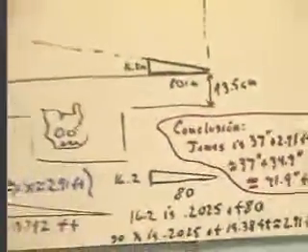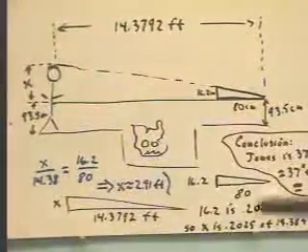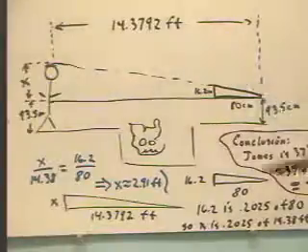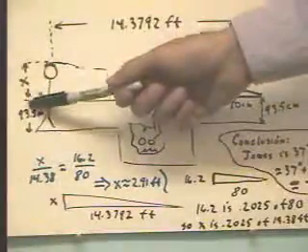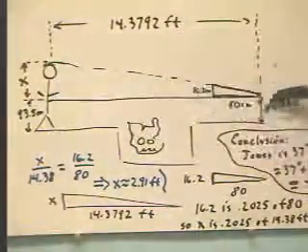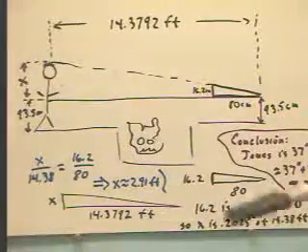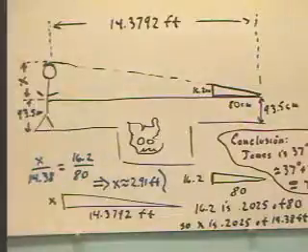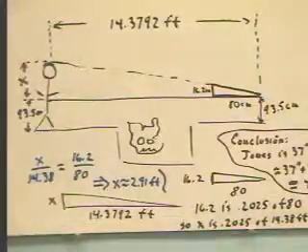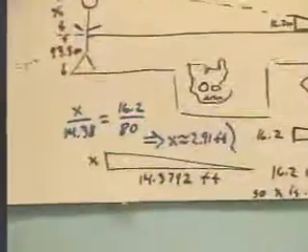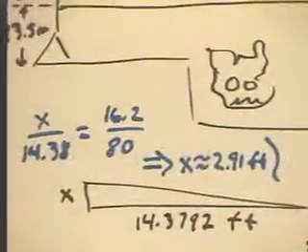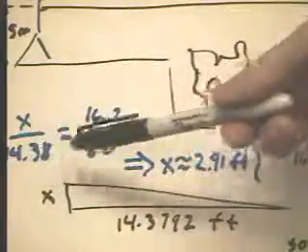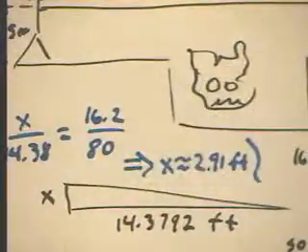Again, correlating that with the figure, this height is 0.2025 of this distance. Therefore, since the triangles are similar, this height is 0.2025 of this distance. The result is that x here is 2.91 feet. Another way of getting that is to just set up a standard proportionality: x over 14.38 equals 16.2 over 80.